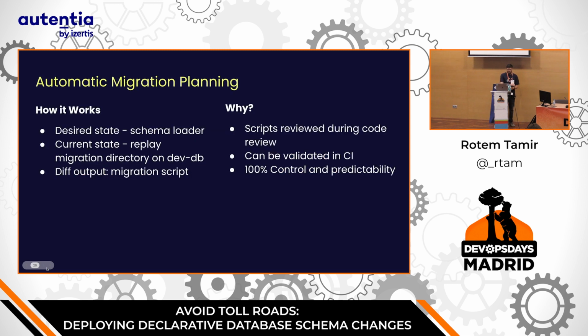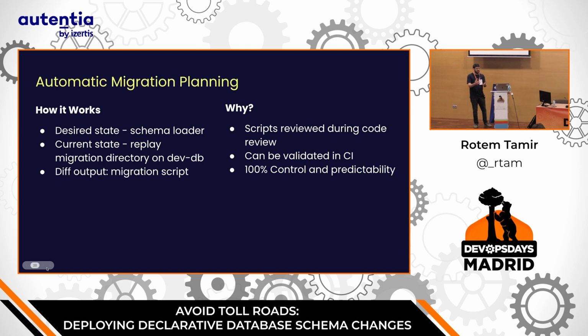Okay, the first one we call automatic migration planning. So how it works, you can still work with Atlas in the classical way that you have a migration directory, right? You have files doing the changes. But in this case, the changes will not be planned by a human, but will be automatically planned by Atlas for you.